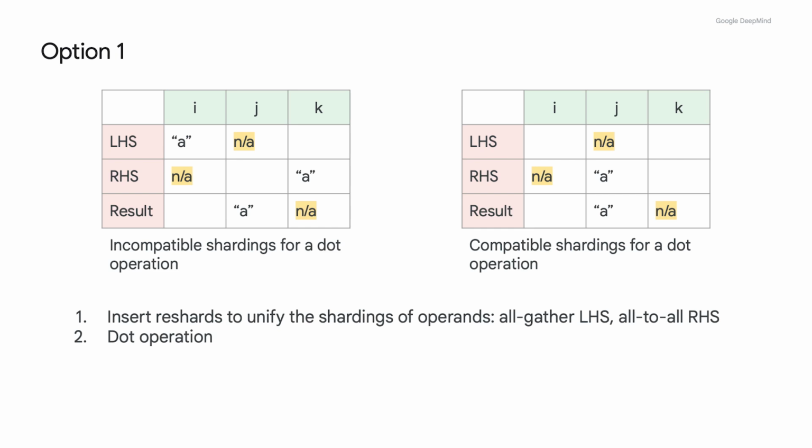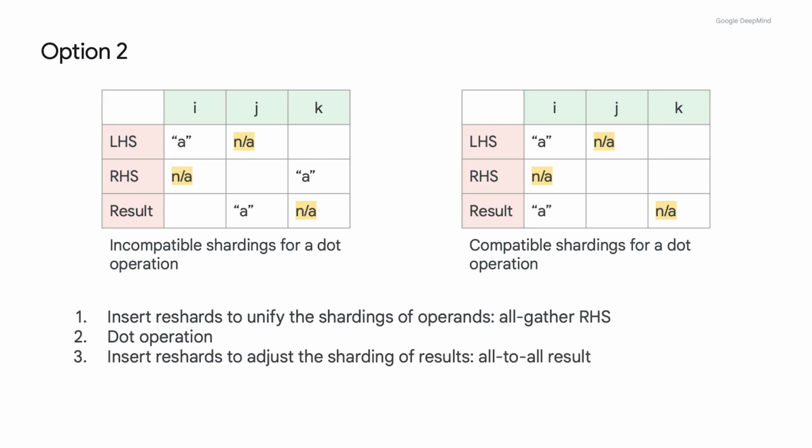You can also align them along factor I. In this example, we do not need to reshard LHS. We need to reshard RHS by the all-gather, and then we can apply the dot operation. Finally, we need to apply an all-to-all to reshard the result to achieve the desired shardings.